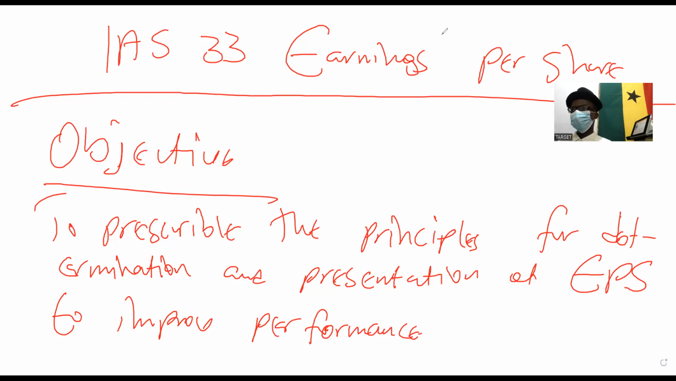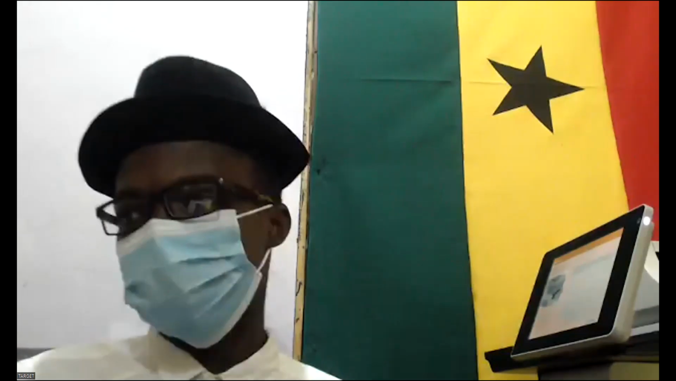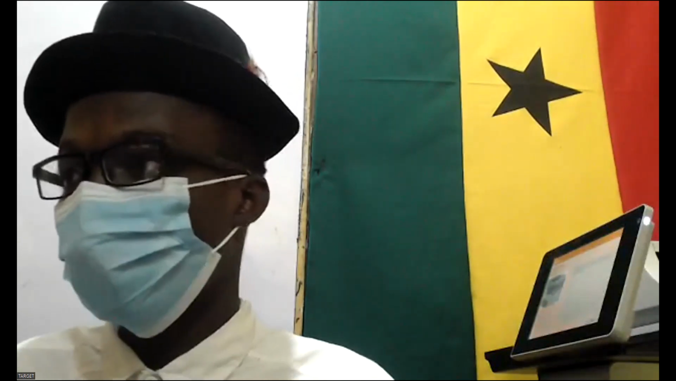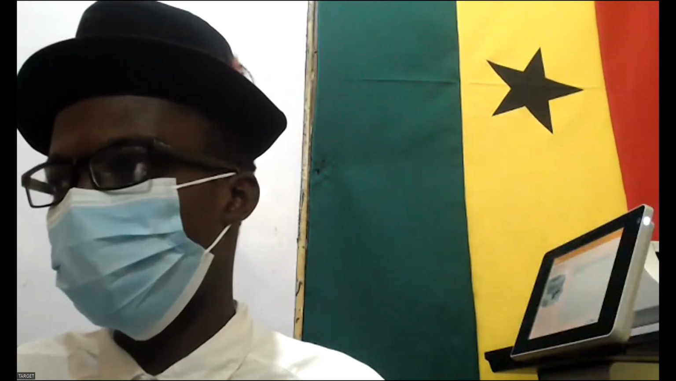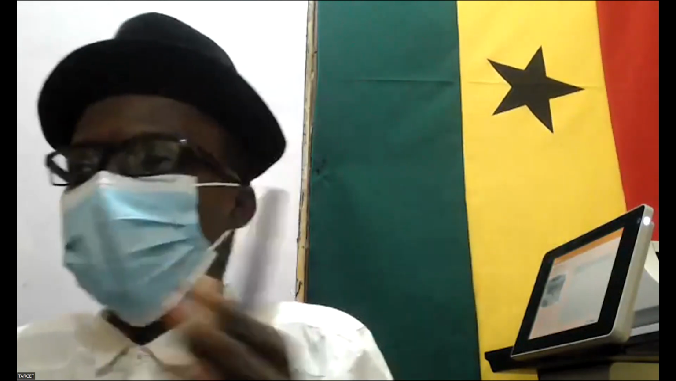That's all. So one of the importance of earnings per share is that it helps us assess performance. That's very important. Earnings per share will help us to assess the performance of the entity or different entities. So look at this.